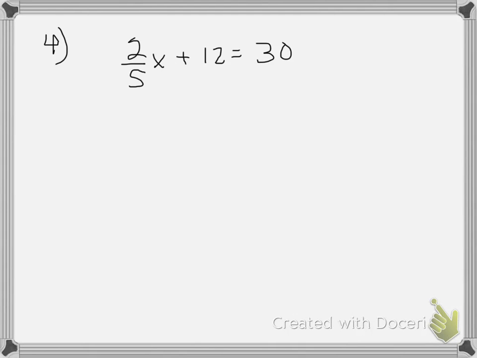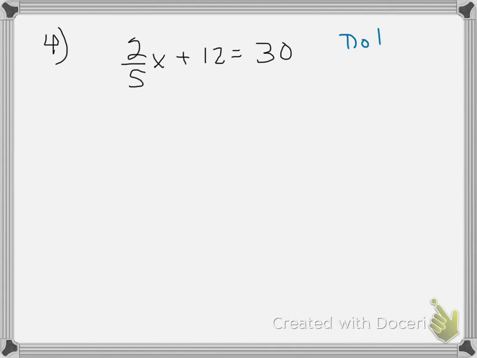Alright, here is another problem. This is question number 4 on the Unit 1 review. You have 2/5 x plus 12 equals 30. Now there's many ways you could do this, but I'm going to do the do and undo list again. I like this to help try to do this.